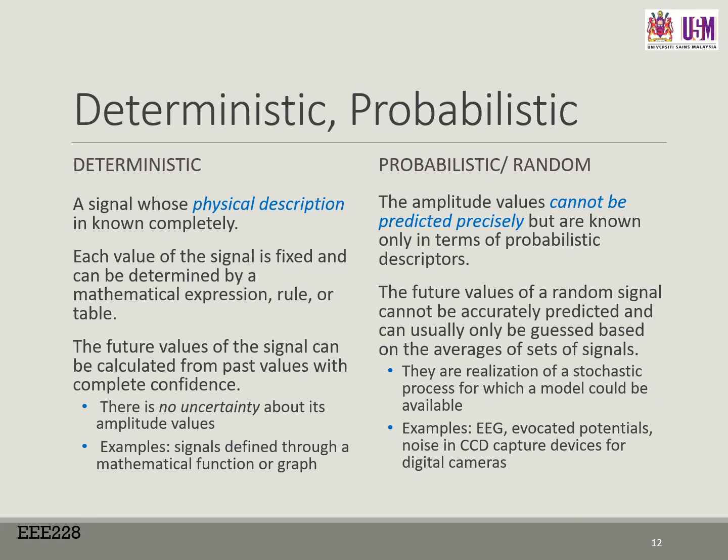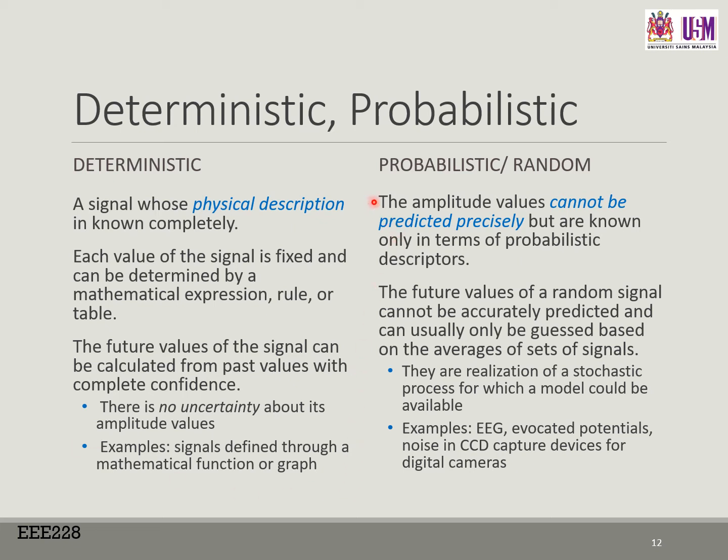Deterministic and probabilistic signals. Deterministic signals are signals whose physical description is known completely. Each value of the signal is fixed and can be determined by a mathematical expression, rule, or table. The future values of the signal can be calculated from past values with complete confidence, which means that there is no uncertainty about its amplitude values. An example is signals which are defined through a mathematical function or graph. It is deterministic because you have a formula for it. If you have a formula, then you are giving a physical description of the signal, so it is a deterministic signal.